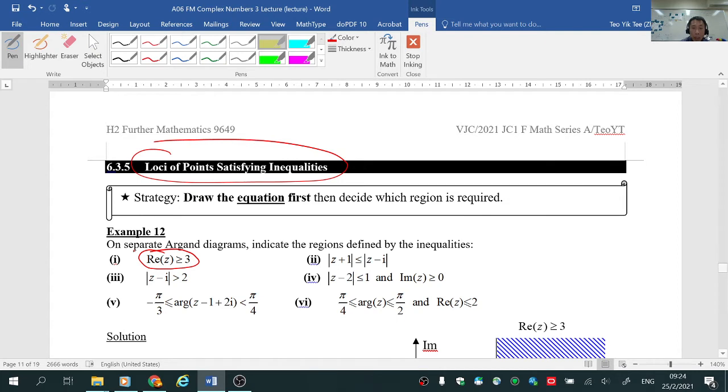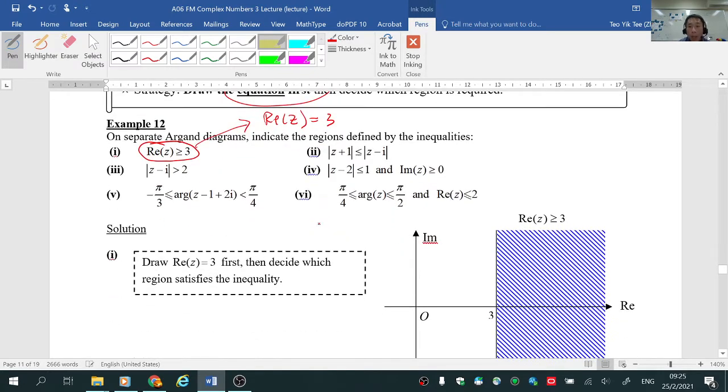So the trick is always draw the locus. Treat it as an equation first. So what it means is that real part of z, treat it as equal first before we talk about the inequality. So the real part of z equals 3 basically tells you is talking about this vertical straight line x equals 3.